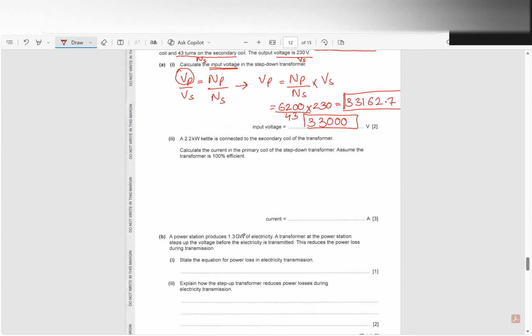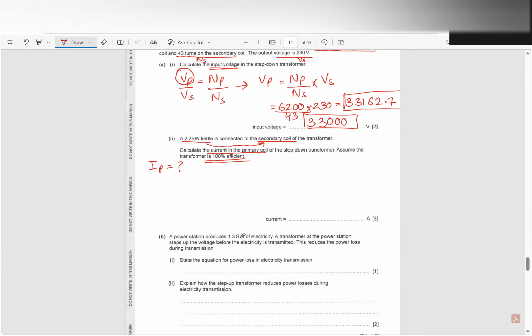The next part says a 2.2 kilowatt kettle is connected to the secondary coil of the transformer. Basically, this is the power connected to the secondary coil of the transformer. It says calculate the current in the primary coil of the step-down transformer. Assume that the transformer is 100% efficient.